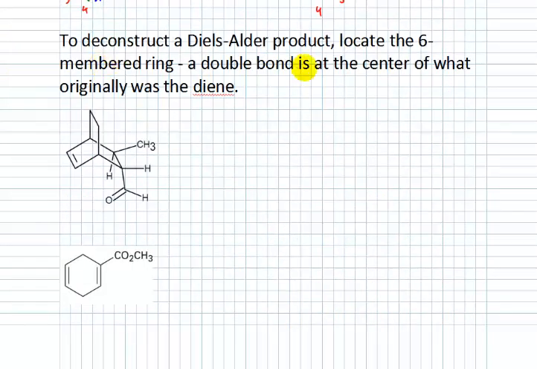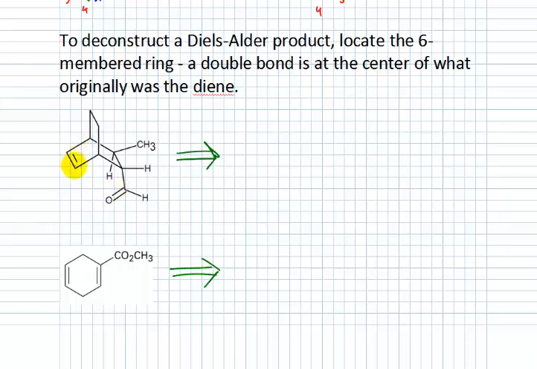Let's deconstruct a Diels-Alder product. If this is our product, let's figure out how we would make that product by a Diels-Alder reaction. So I can use a double-barreled retrosynthetic arrow to figure out what those came from. This is thinking backwards again. Well, first we have to find the 6-membered ring. Some cases that's easier than others, but this is bridged bicyclic.